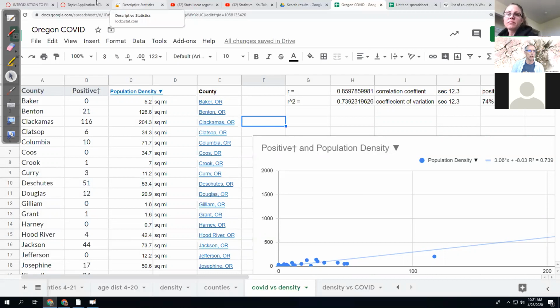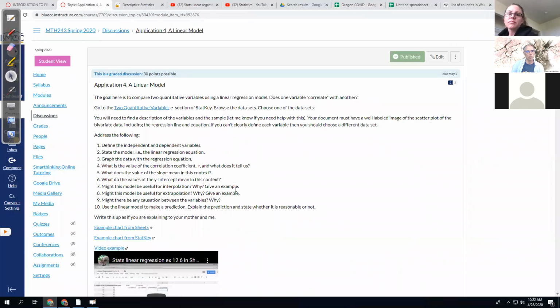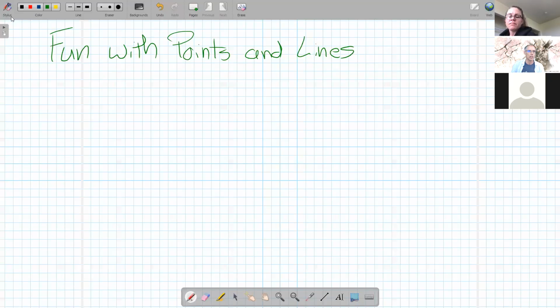Okay, so that's kind of an overview there, and then you just need to type it up, and when you type it up, make sure you address all of these points here. Make sure you define your variables. What does X mean? What does Y mean? Write that out. So like in my case here, if I were to write that out, and you could write this on paper and take a picture of it, that would work.